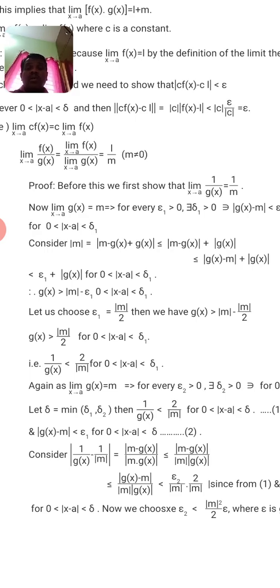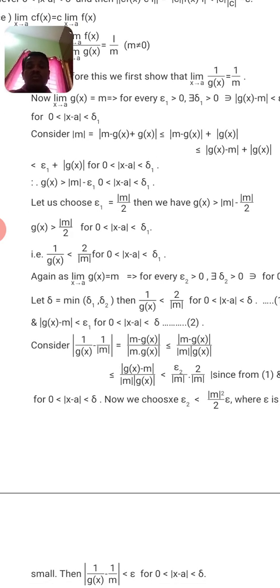Let us choose epsilon 1 equal to modulus M by 2. Then the above expression becomes modulus g of x greater than modulus M minus modulus M by 2. On simplification we have modulus g of x is greater than modulus M by 2 for 0 less than modulus x minus a less than delta 1. So that is, 1 by modulus g of x is less than 2 by modulus M for 0 less than modulus x minus a less than delta 1.